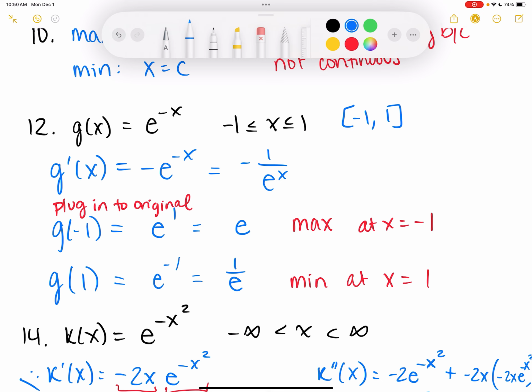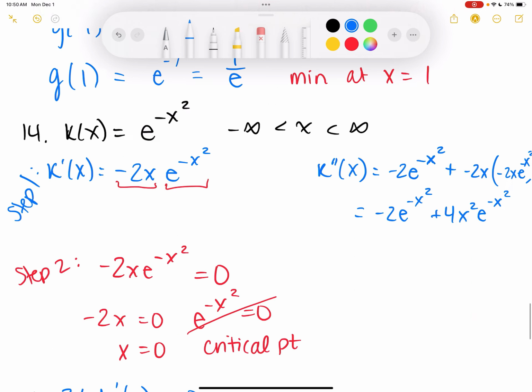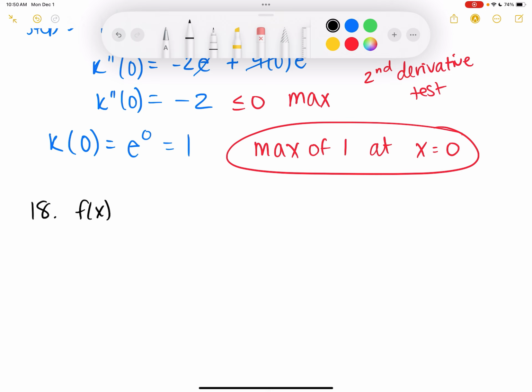Well, yeah, let's just go ahead and look at 18. So the first one, we had a closed interval. This one, we had a purely open interval because it was negative infinity to infinity. This one, we've got f of x is equal to x to the 3/5 on the interval -2 less than x less than or equal to 3.